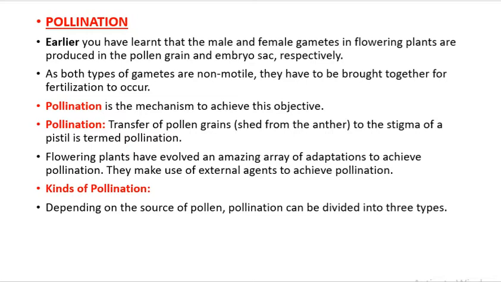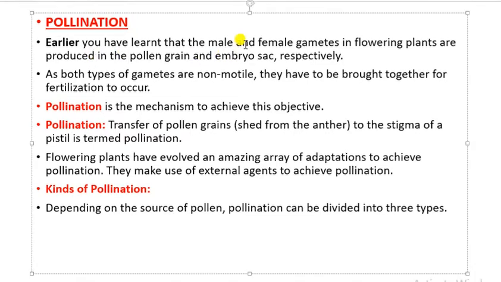Now, as all of you know, what do we mean by pollination? Pollination is a process in which the male gamete is transferred to the female reproductive part of the plant or the flower. Now, as you have learnt earlier, male and female gametes in flowering plants are produced in the pollen grain and the embryo sac respectively. So, the male gamete is present in the pollen grains and the female gamete is present in the embryo sac.